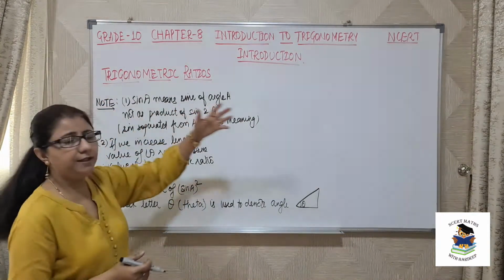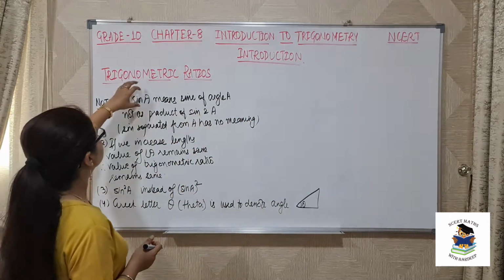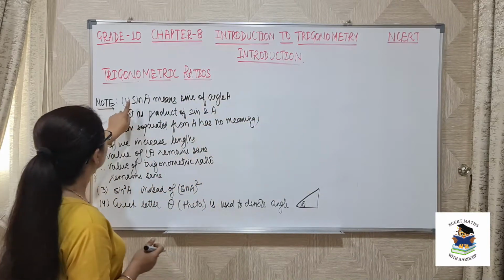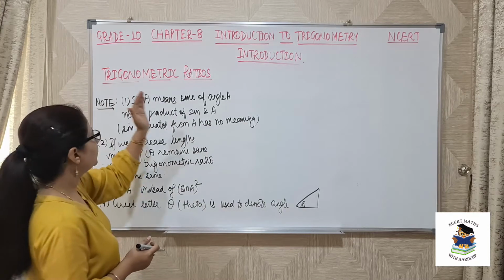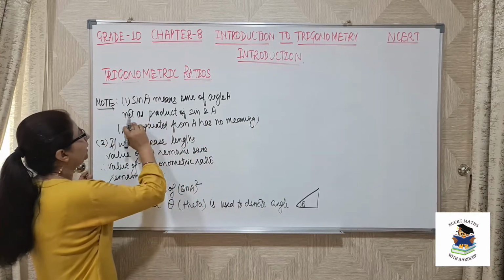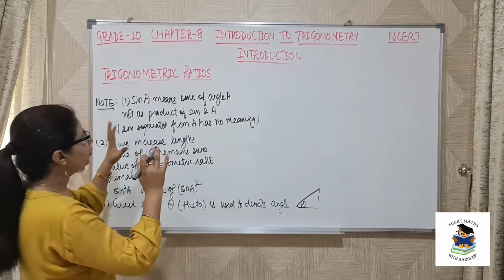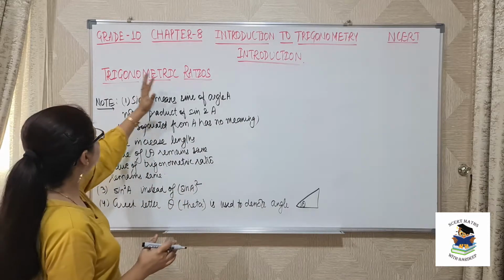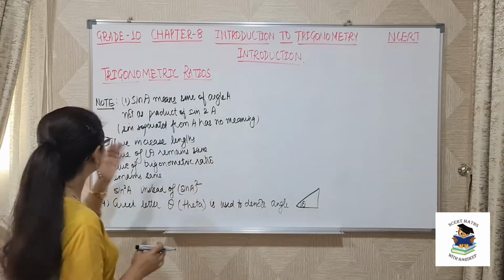Sine A or any other trigonometric ratio, that is cosine A, secant A, tan A, this means sine of angle A. So sin A means sine of angle A. Cos A means cosine of angle A. It should not be read as product of sine and A. Individually, sine and A have no meaning. Sine A together means sine of angle A.